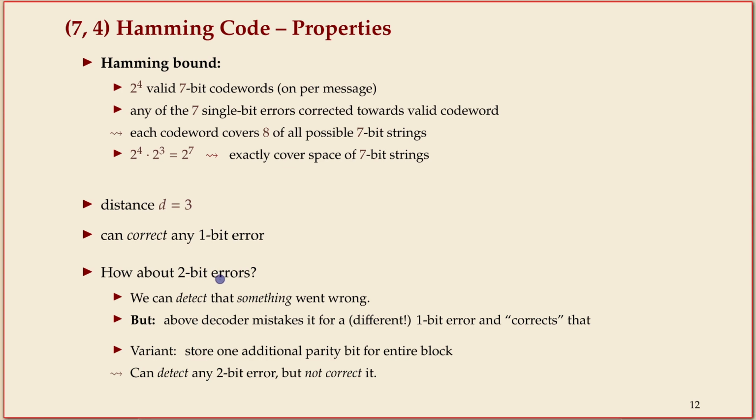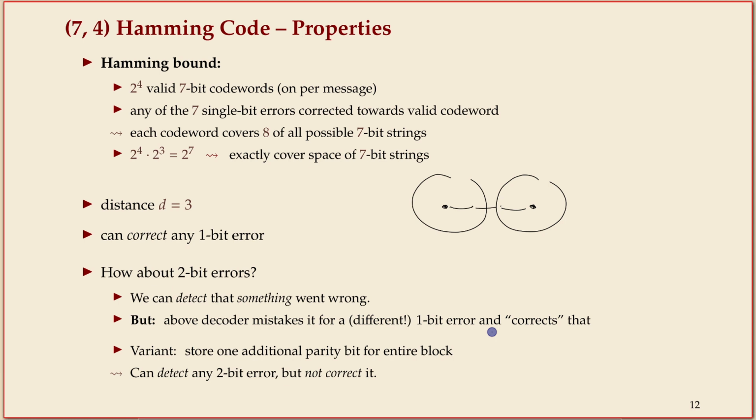So if you do 2 bits, sorry, so situation is like this. The distance between those is at most 3. So if you flip 2, you enter the ball of another code word. And so instead of going from here 2 bits, you will correct it towards that one.